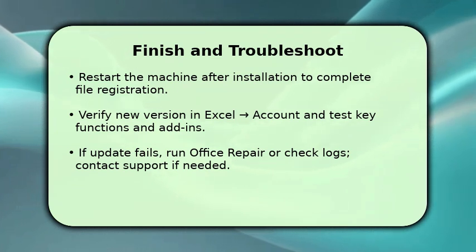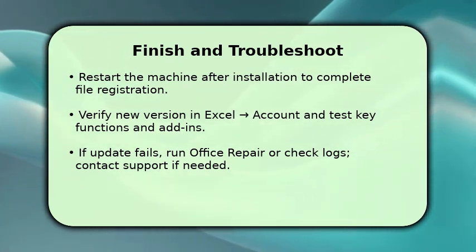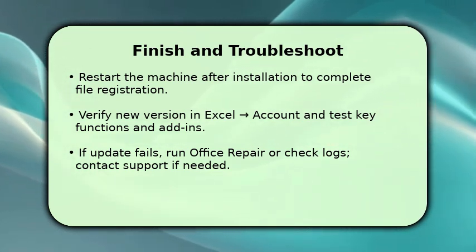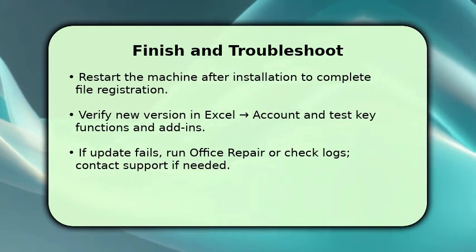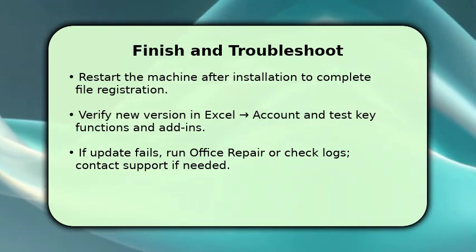After reboot, open Excel to confirm the updated version under File, right arrow Account, and run a quick macro or file open test to ensure add-ins work. If something goes wrong, run the built-in quick repair or online repair from Programs and Features. This fixes corrupted components without losing settings.